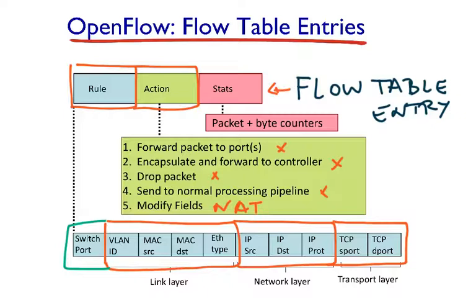The third part of an entry is the stats. Once we have the match, once we have injected traffic into the network, we can see how many packets and how many bytes are performing the match. So in order to let the controller know how the network is behaving, which type of traffic there is, which is the link load, and act accordingly.